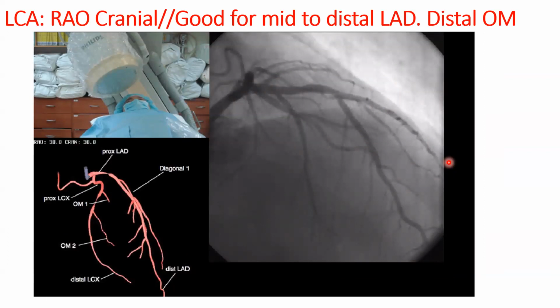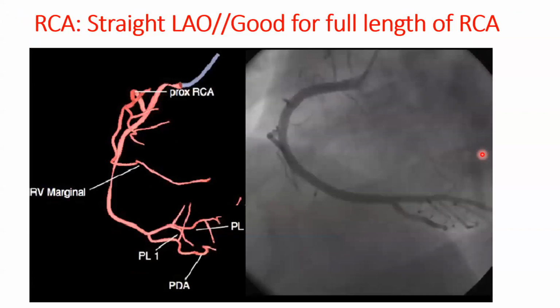Here is an example of a right anterior oblique cranial view. The LAD will be seen front face, the CX will be seen away. So only by this view we can comment on the LAD diagonal origin.